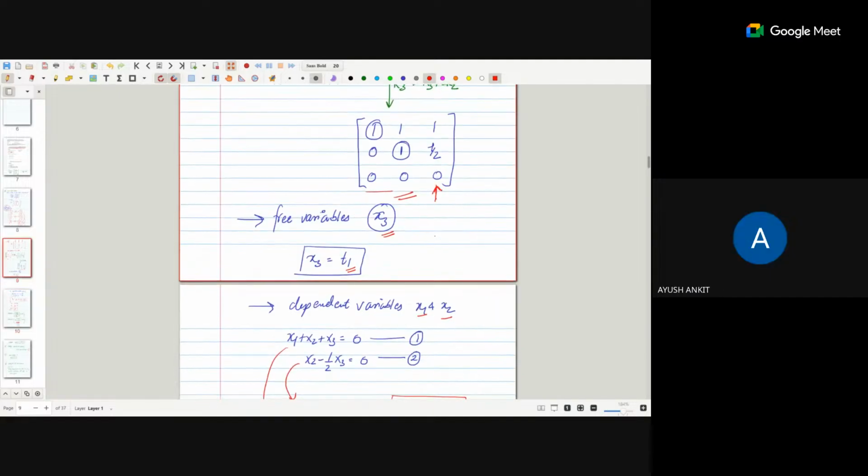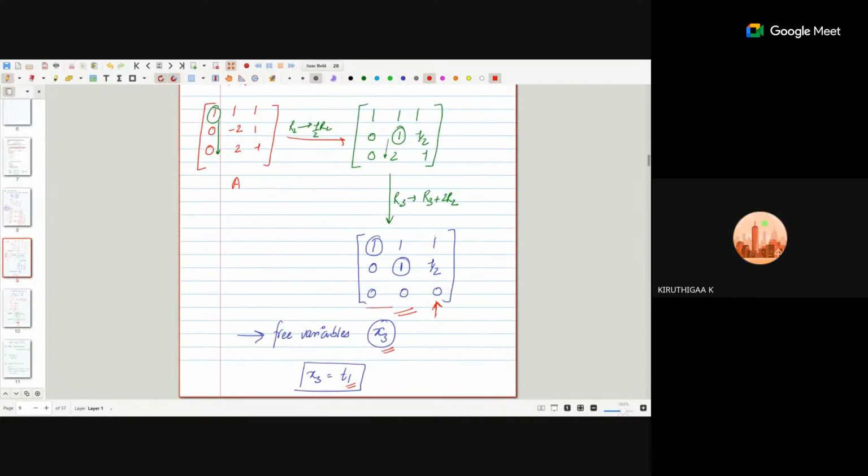Okay. What do you mean by missing pivot? See, this column is missing a pivot. That is, the first non-zero element is missing here. All the elements in this column are 0. So you can move on to the next question, sir.